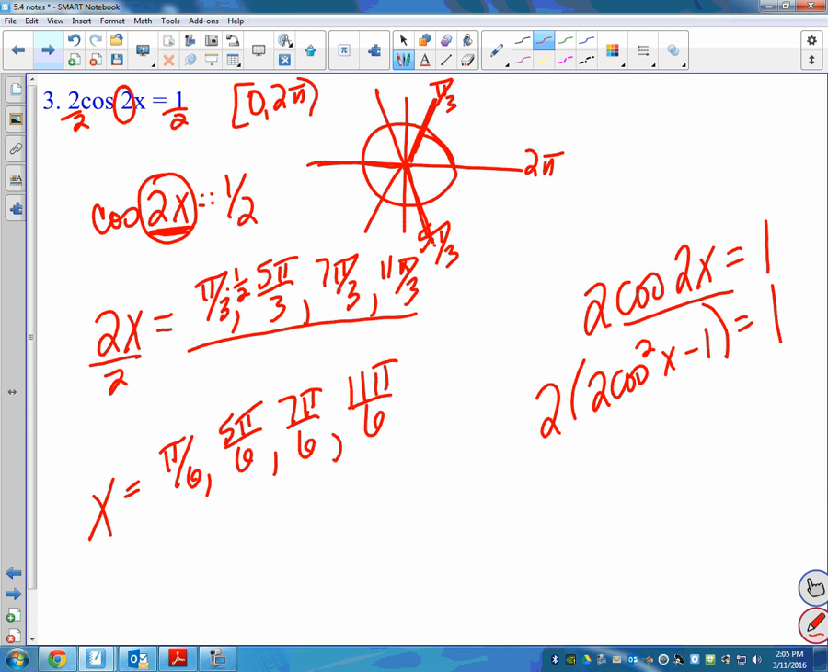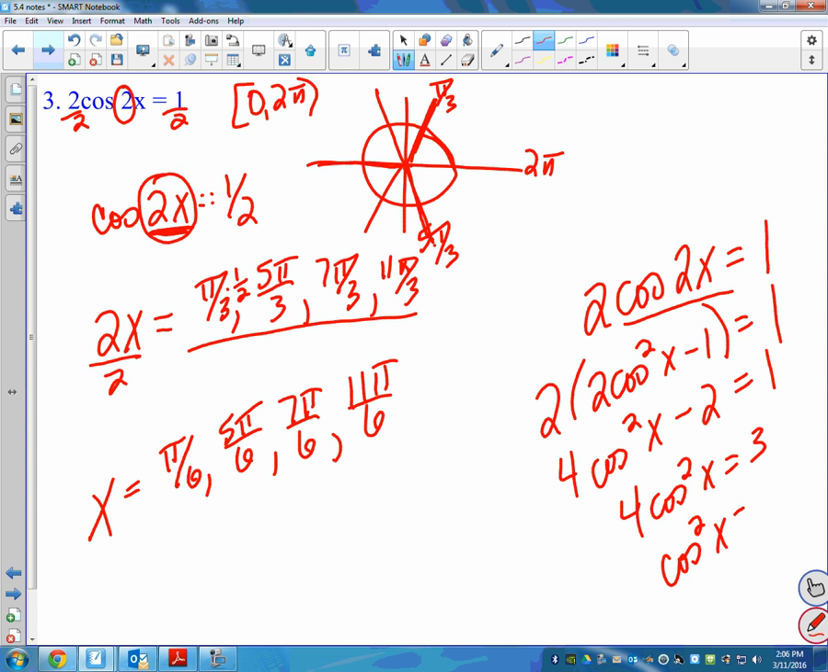It's a lot of algebra. You could divide by 2 first, or you can distribute. I distributed. So I'm going to say 4 cosine squared x minus 2. Then I'm going to add 2 over and get 3. Then I'm going to divide by 4. And then I'm going to take the square root.